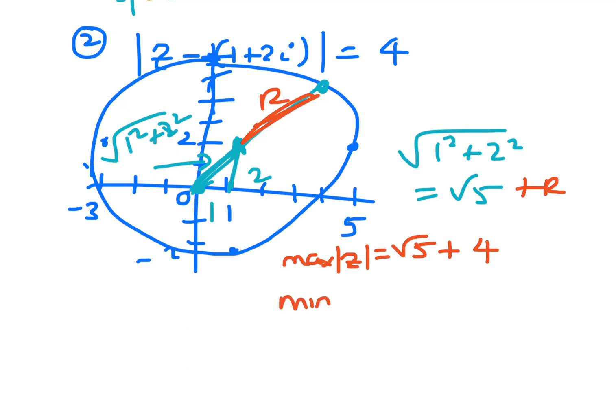To get the minimum of mod z, if you go on the other side, the minimum would be out here. That would be the minimum of mod z.